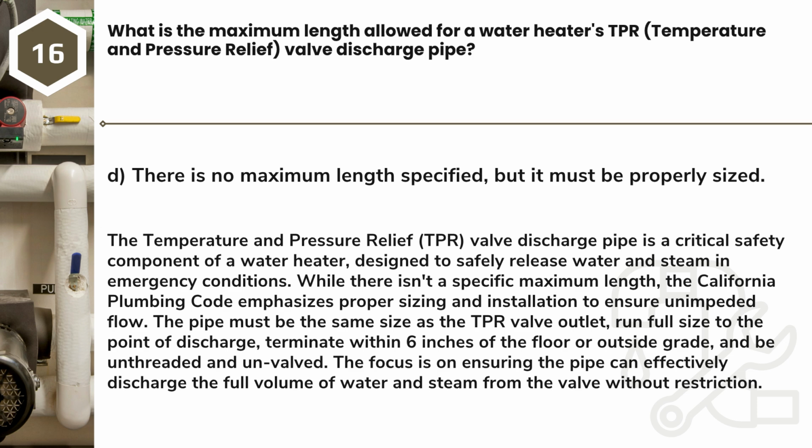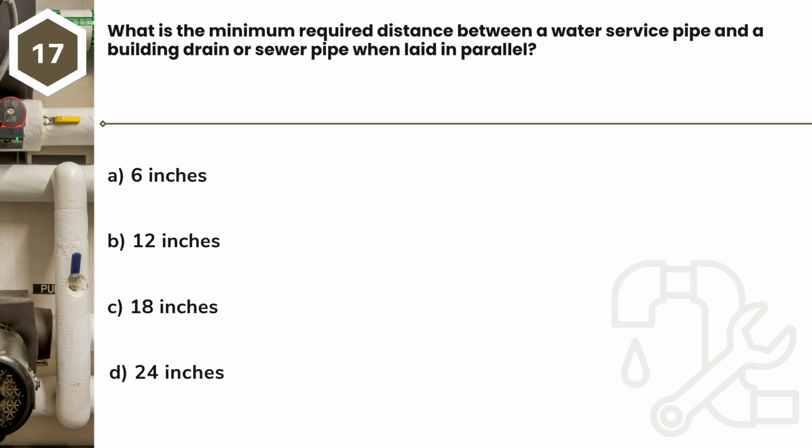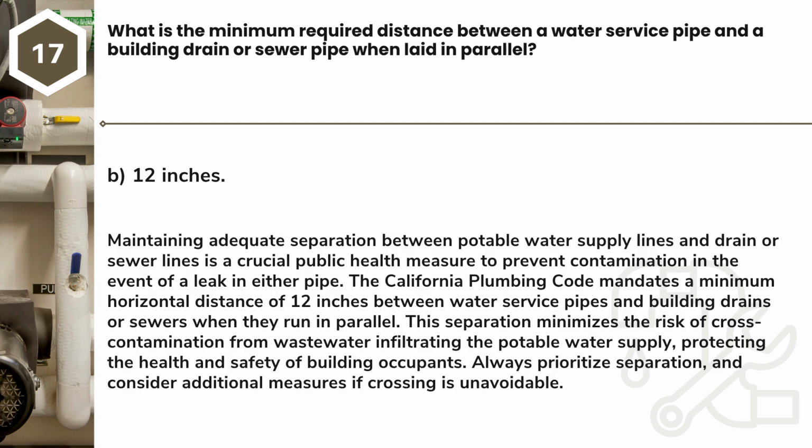Question 17. What is the minimum required distance between a water service pipe and a building drain or sewer pipe when laid in parallel? A. 6 inches. B. 12 inches. C. 18 inches. D. 24 inches. Answer: B. 12 inches.